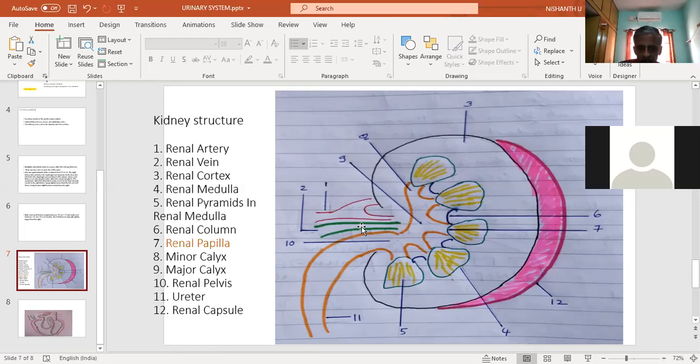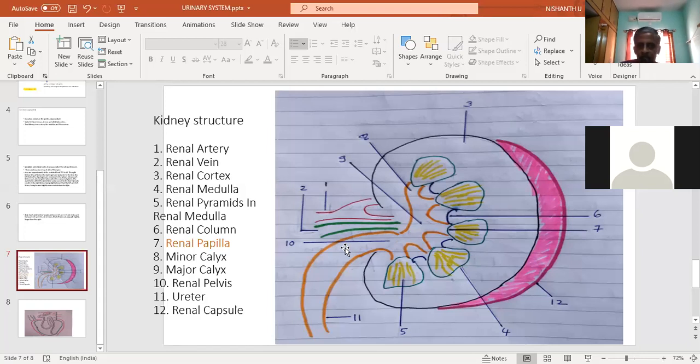And then this is a renal vein. So the second one is a renal vein. That means the oxygenated blood is entering into the kidney, and deoxygenated blood is coming out of the kidney. And the renal artery is divided into two branches here. You can see that one is entering anteriorly and the second one is entering posteriorly.